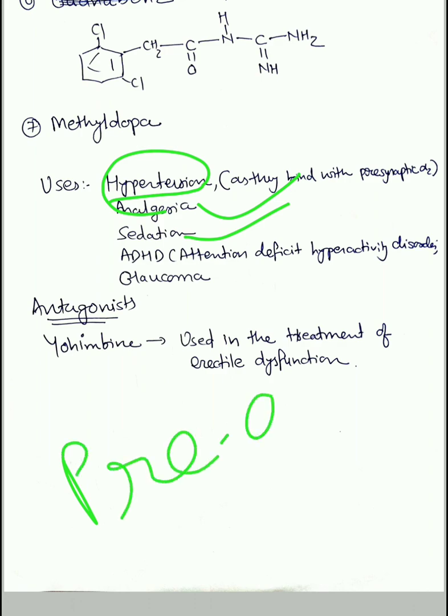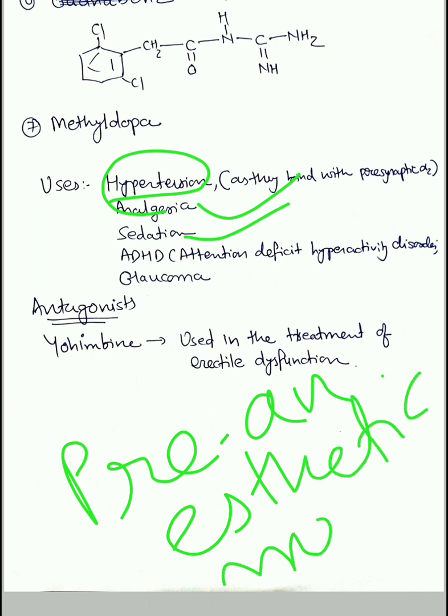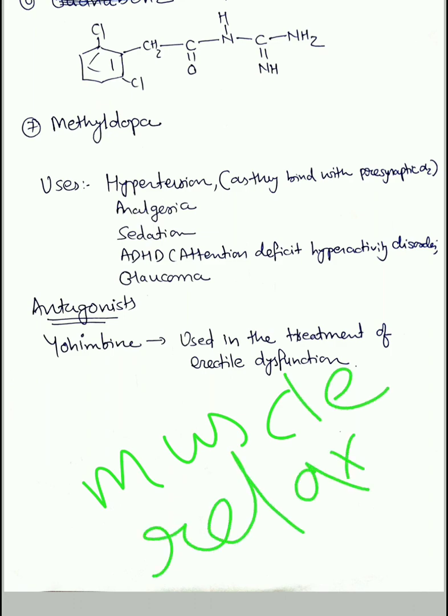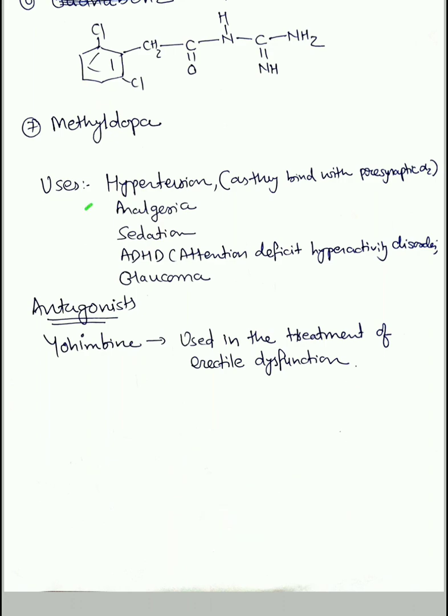As pre-anesthetic medication to relax the skeletal muscles. They are used. Okay, so you can add one more use, pre-anesthetic medications. Okay, also they are used as muscle relaxants. So there are total how many uses? One is hypertension, analgesia, sedation, then what I've explained, skeletal muscle relaxants, that is muscle relaxants, pre-anesthetic medication.